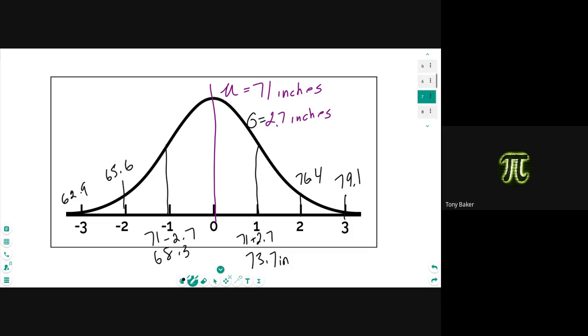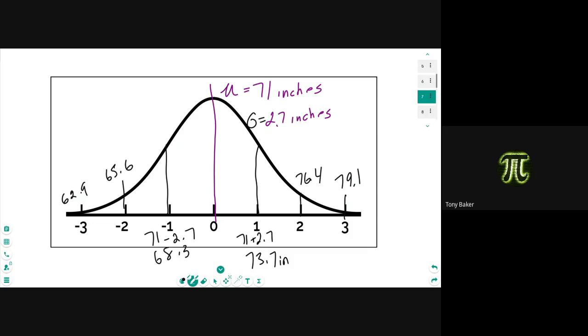So we can now say, how much is between -1 and 1? What percentage? Almost, that's half. 68. Remember, 68 was one standard deviation. So 68% of all males is between 68.3 and 73.7 inches tall. So 5'8" to 6'1" is 68% of all males.